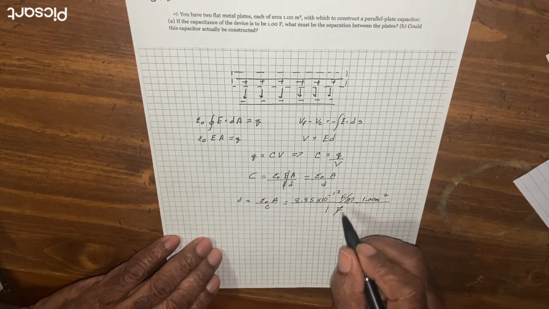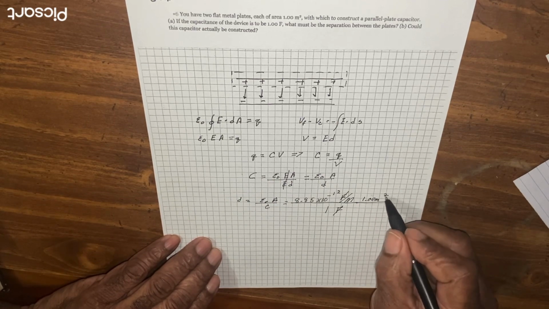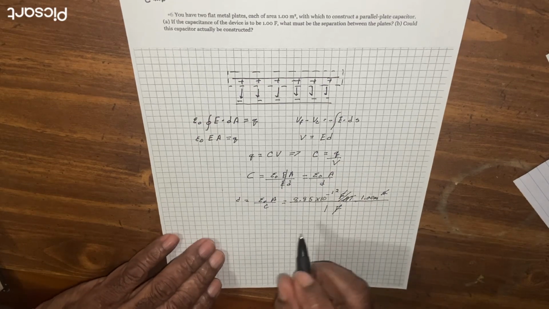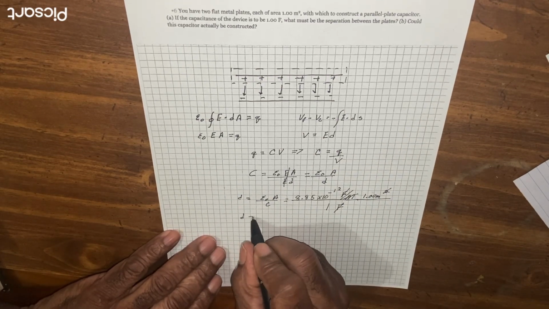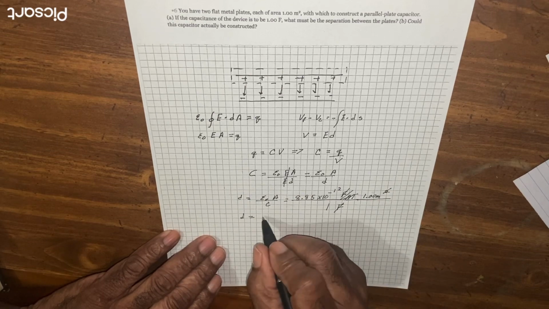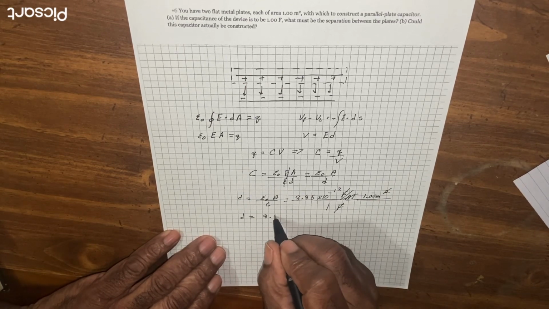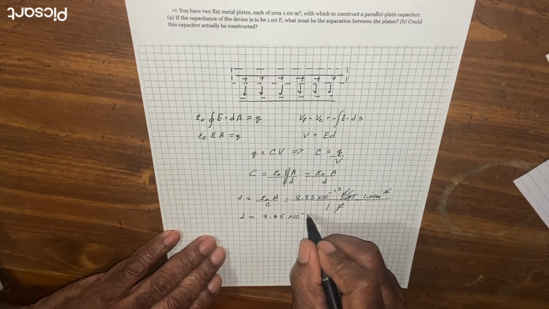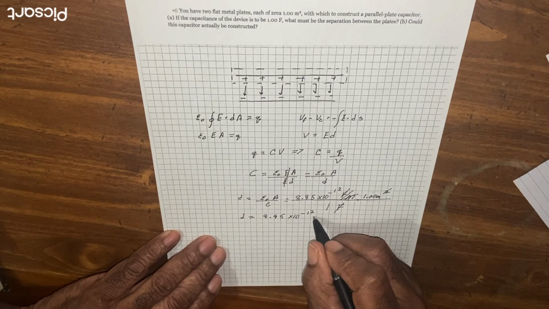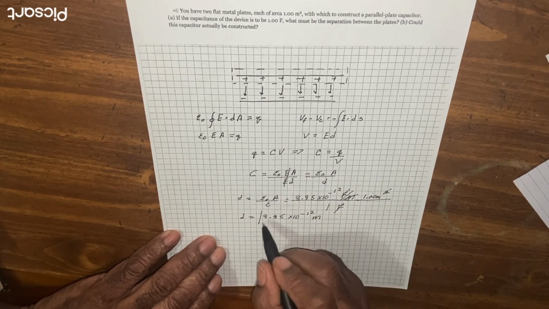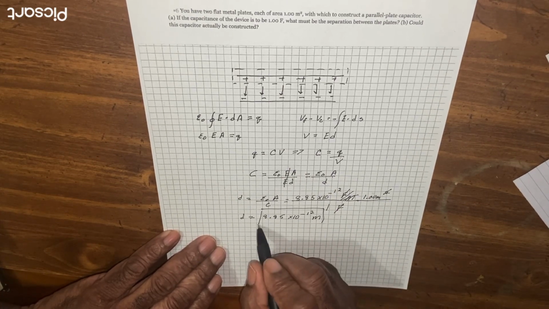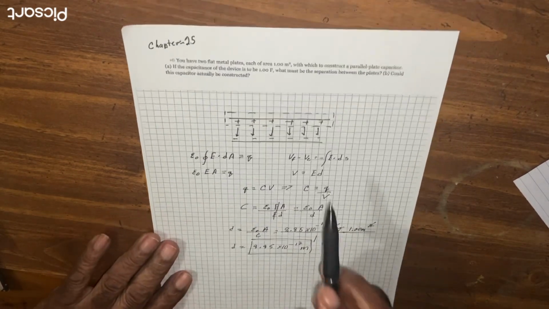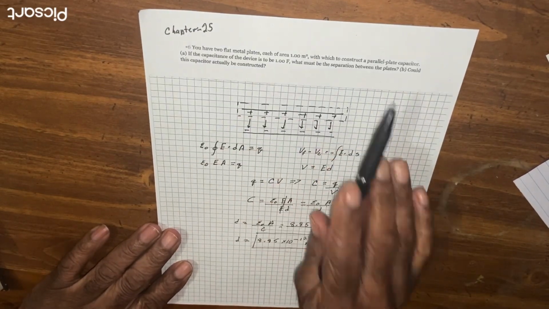So the farads will cancel. One of the meter squares will cancel. We'll be just left with meters. And so D is going to equal 8.85 times 10 to the minus 12 meters. That's the distance these two plates would have to be separated using the parameters given in this problem.